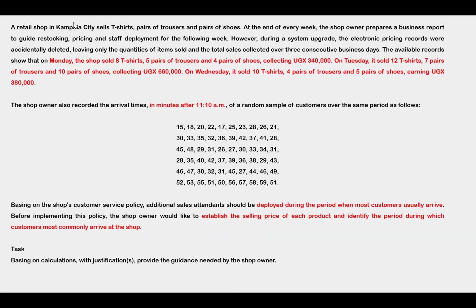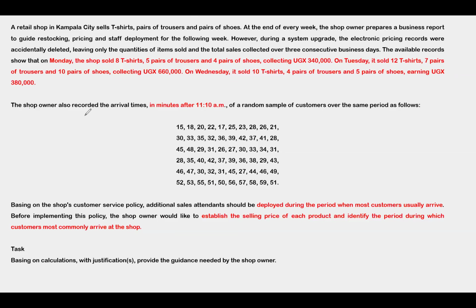So here, I've answered the first part of the question, okay? Finding the prices for each of the items. So now we're going to look at the second part of the question, which is this, okay? So we're going to read it together.